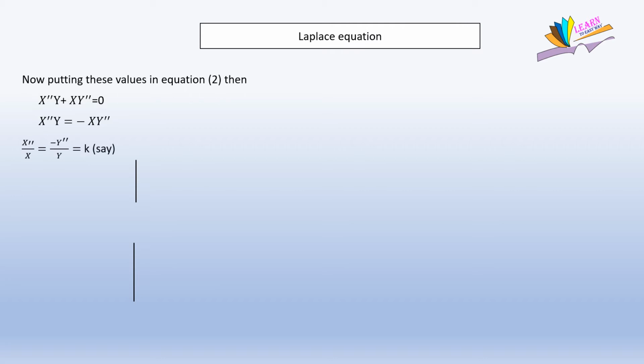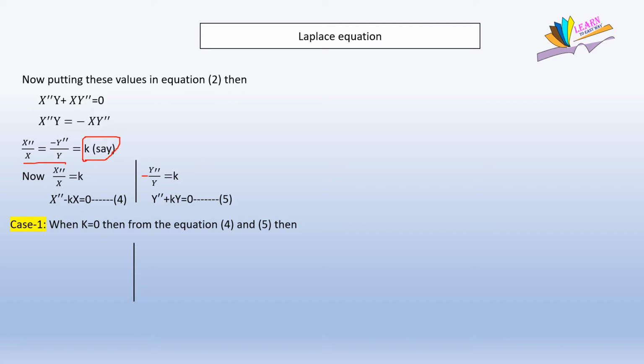So X''Y is equal to minus XY''. Simplifying, we get X''/X is equal to minus Y''/Y is equal to k. So X''/X is equal to k, and minus Y''/Y is equal to k. So X'' minus kX is equal to 0. Again, Y'' plus kY is equal to 0.